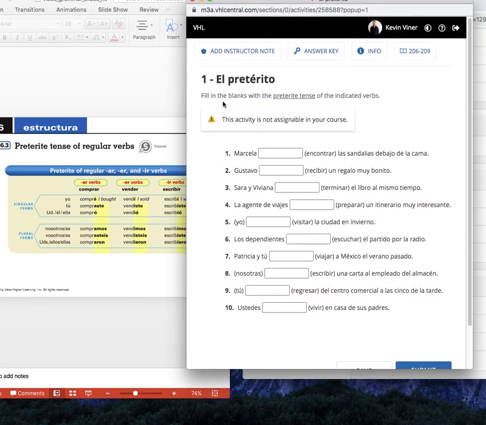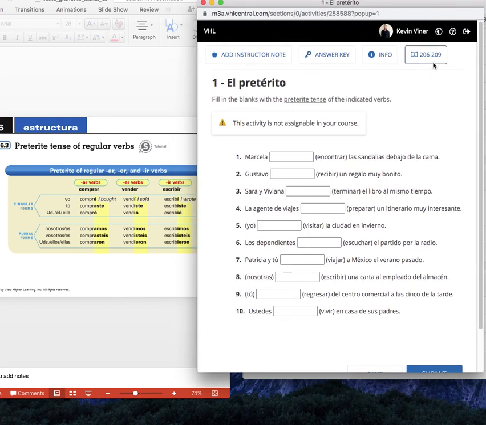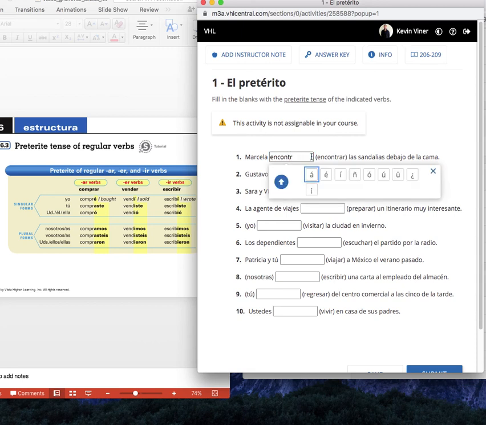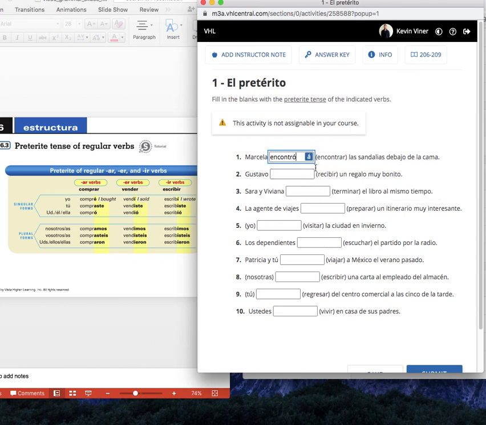Again, the instructions say fill in the blanks with the preterit tense of the indicated verbs. So Marcela, and the verb is encontrar las sandalias debajo de la cama. So she found. Pause, think about how we're going to write this out. And welcome back. We're talking about her, so it's like ella encontró. But we need to put the accent there, so we click on that little button, and we put the O there, and we close it. Encontró las sandalias debajo de la cama. That's the answer.